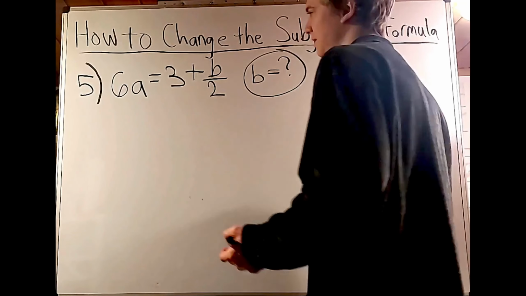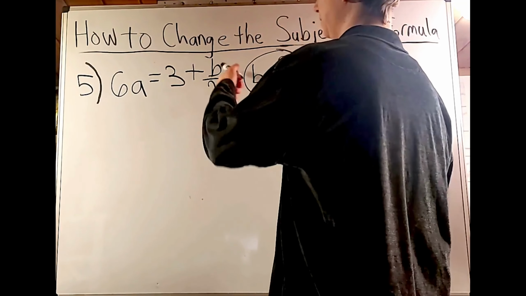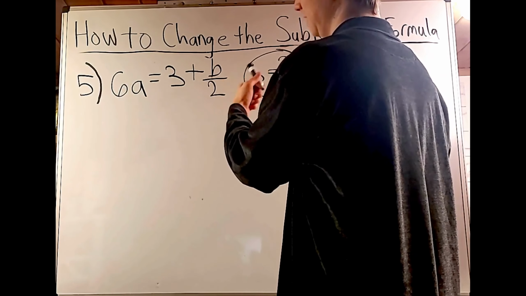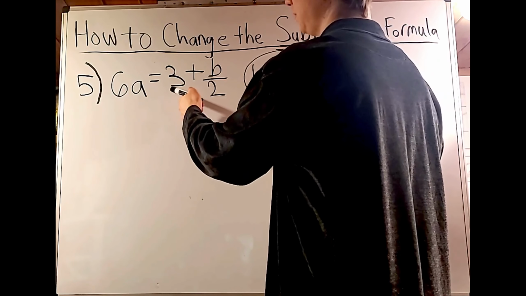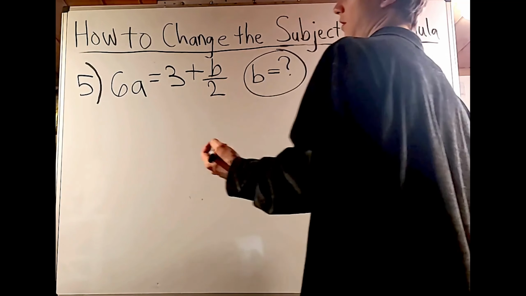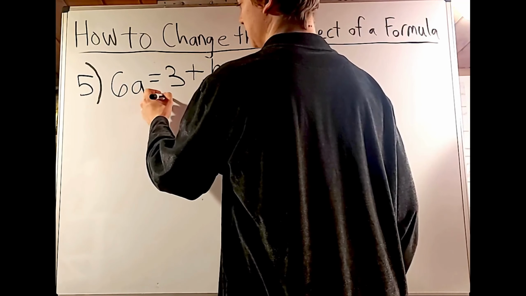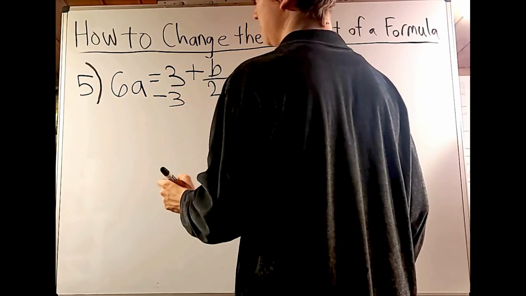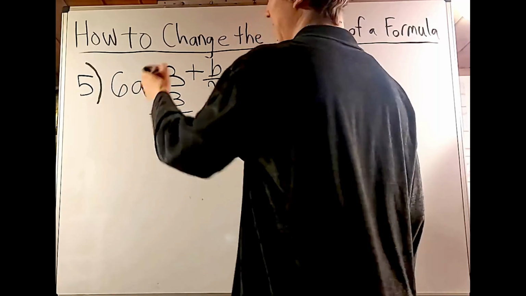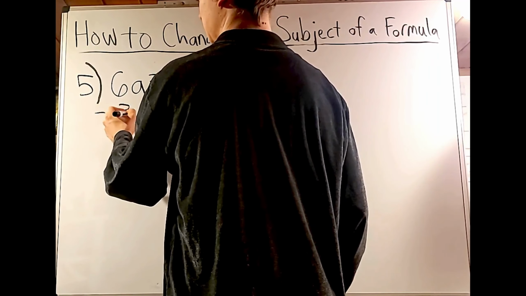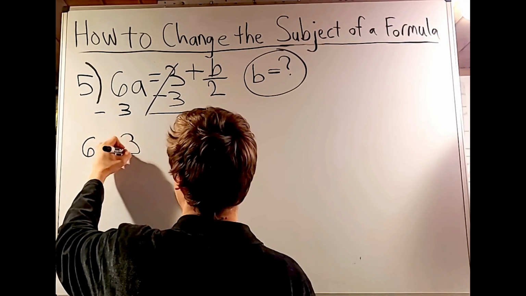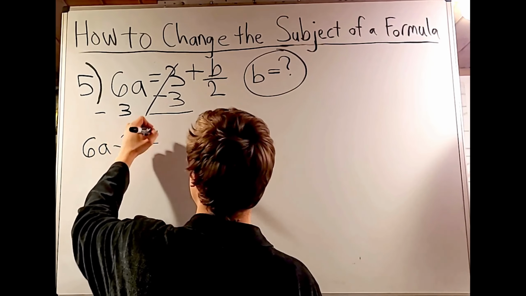Okay, so again, similar thing as before. We see b, and we want to isolate b. We see on the same side that b is being divided by 2, and we also see that 3 is being added to b over 2. And since we want to isolate b, let's get rid of something that's on the same side as it. Let's get rid of this 3. 3 is adding. Now we're going to do a minus 3. Subtract by 3. And on the other side, same thing, subtract by 3. Okay, so now on the left side, we have 6a minus 3.